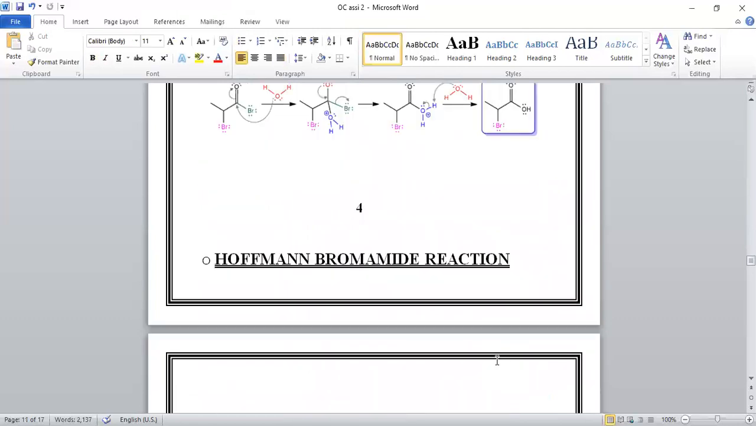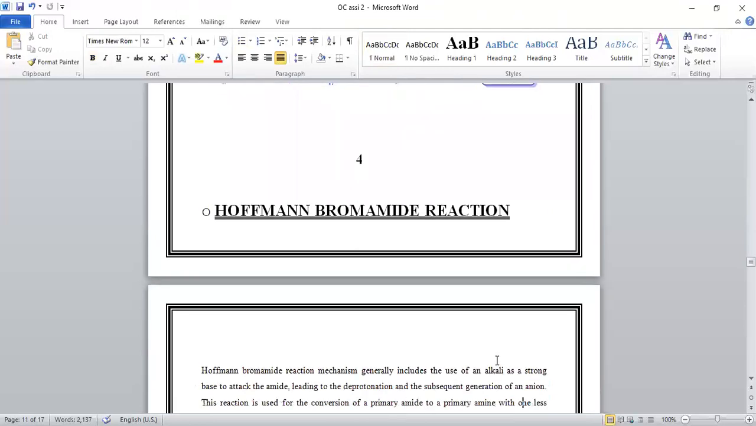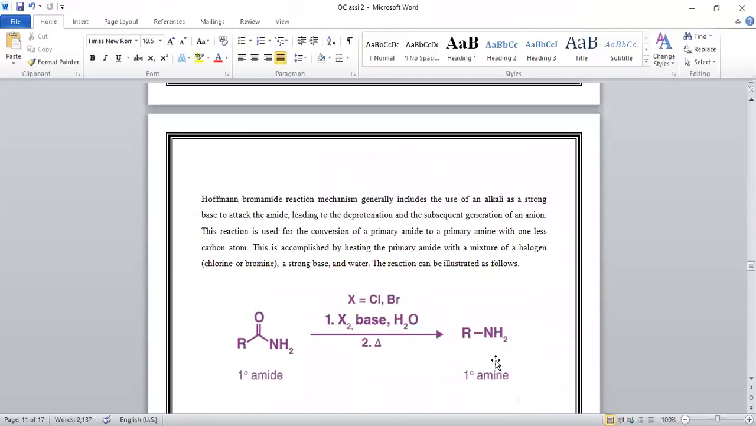Then coming towards the Hofmann bromamide reaction. The Hofmann bromamide reaction mechanism generally includes the use of an alkali as a strong base to attack the amide, leading to the deprotonation and the subsequent generation of an anion.